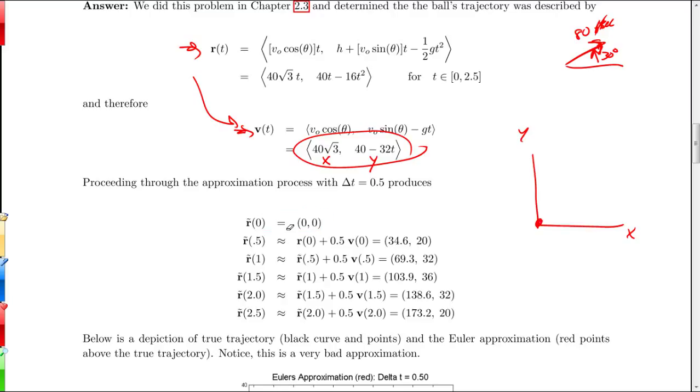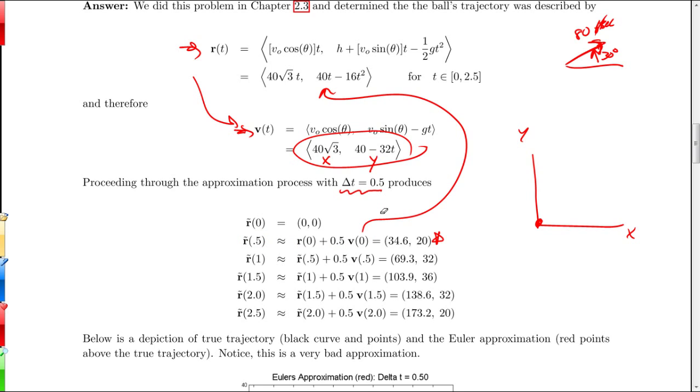Then at the first time step, where delta t is 0.5, that's why my first time step is 0.5, I take where I was, plus 0.5, that's my delta t, times the velocity at time 0. I get that from there, and I get these values here. Those are numerical values.